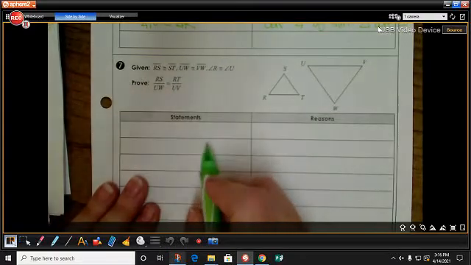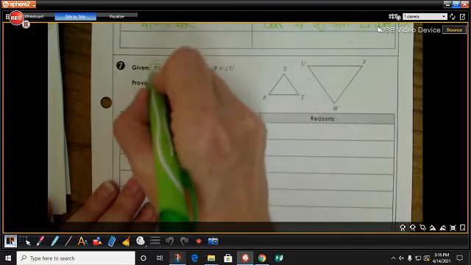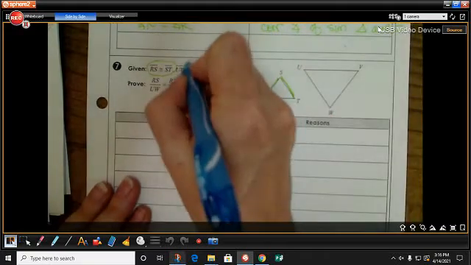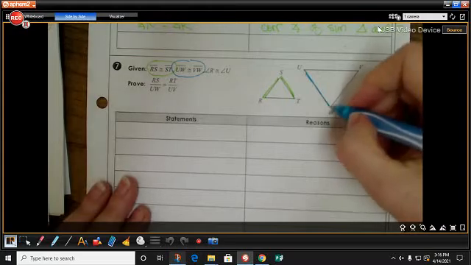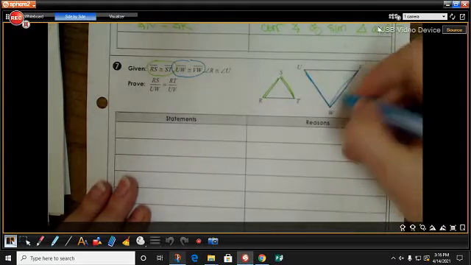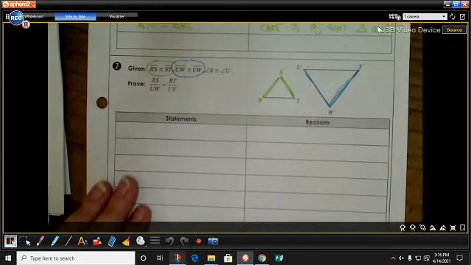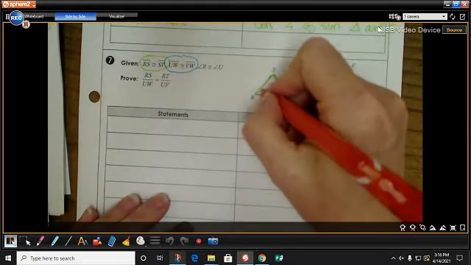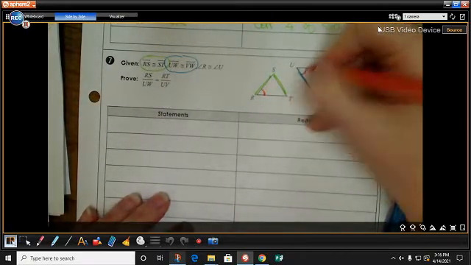So for number 7, I'm given that RS is congruent to ST. Now these two are on the same triangle. That's new. And then I have UW is congruent to VW. And again, those are on the same triangle. And then I have angle R is congruent to angle U.